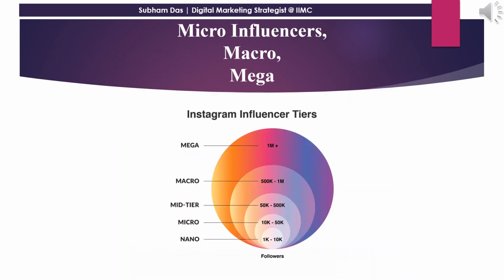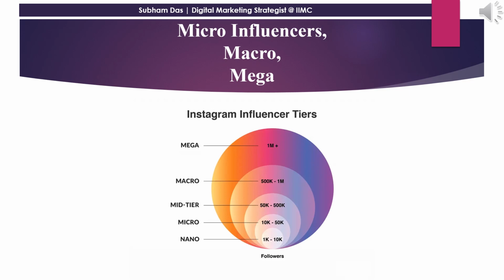Over to the next slide. Now let's discuss who the micro influencers, macro influencers, and mega influencers are from an Instagram perspective. Now you see that what are actually called nano influencers are typically people with 1,000 to 10,000 followers on Instagram. A slightly bigger group is called micro influencers. They typically have from 10,000 to 50,000 followers on Instagram.